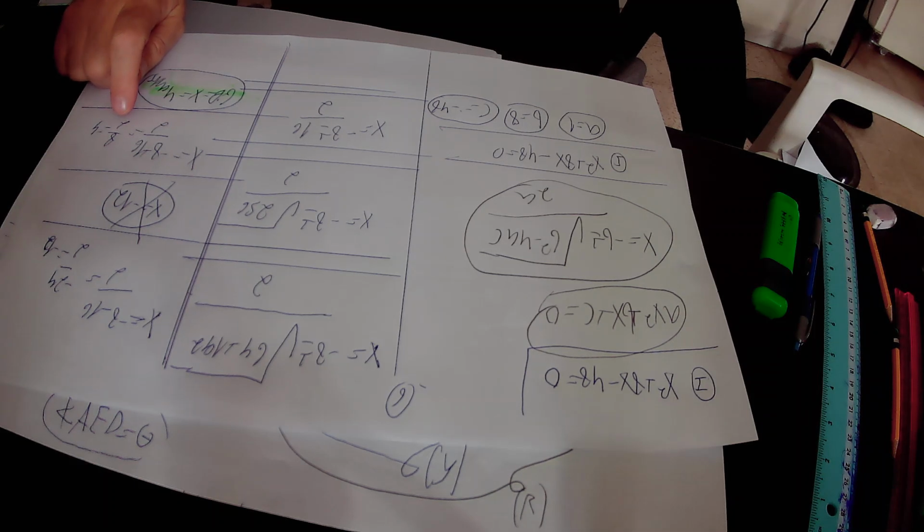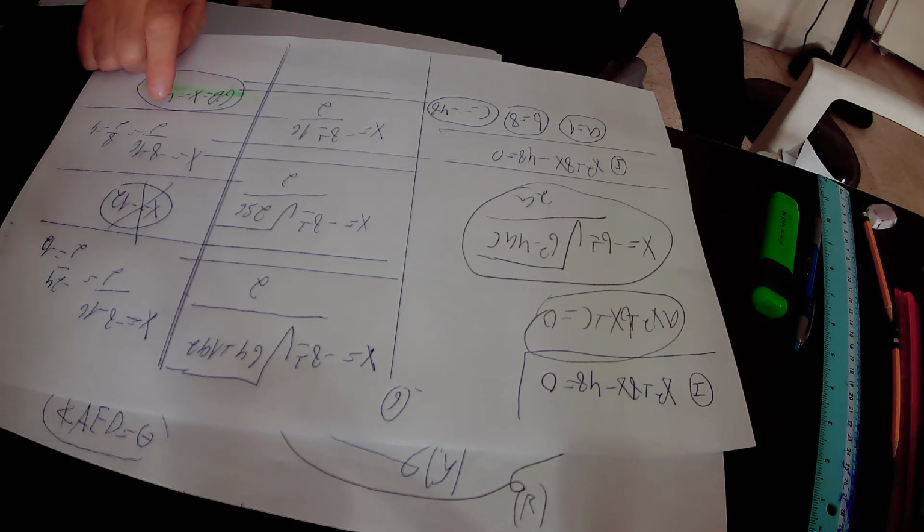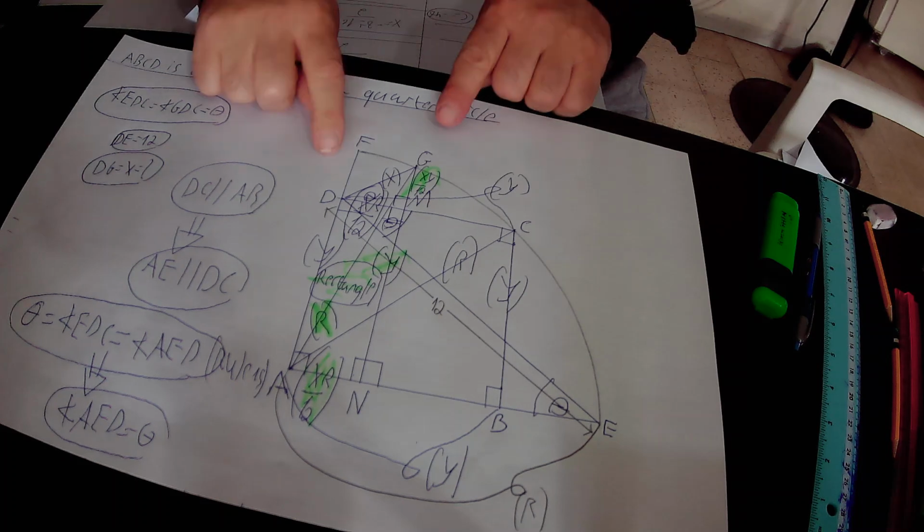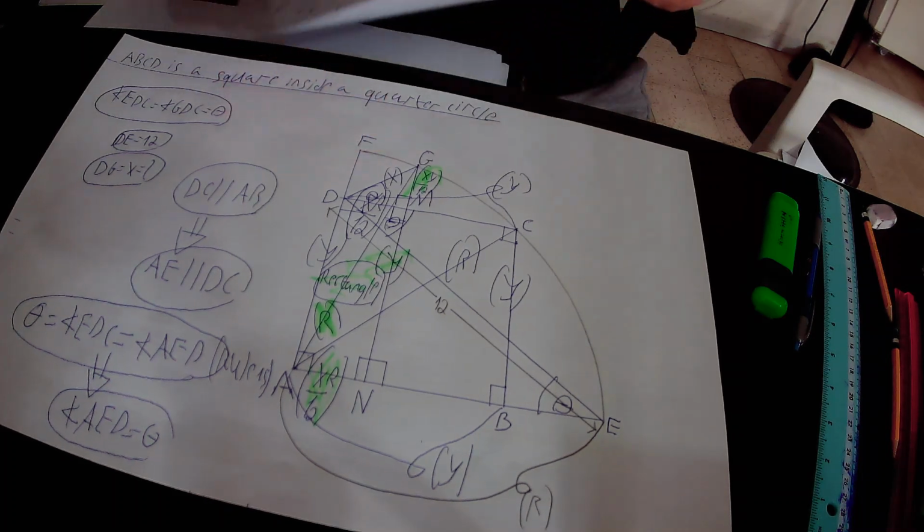Now we take into account only the positive solution for x. And the positive solution for x is as follows: x equals minus 8 plus 16 over 2. Minus 8 plus 16 is 8, and 8 over 2 is 4. In conclusion, we found out that the length of this line 7GD, x, is equal to 4 units.